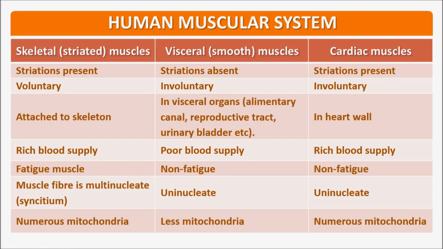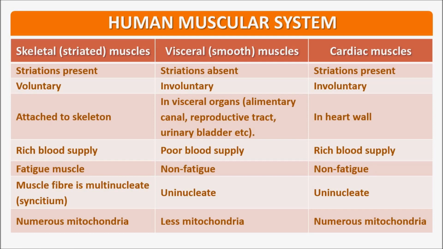Then comes the location where they are present. The skeletal muscles, as the name suggests, are attached to the skeleton. And visceral muscles are present in visceral organs. Visceral organs means inner organs such as the alimentary canal, reproductive tract, urinary bladder, etc. Cardiac muscle, as the name suggests, is present in the heart wall, and that's the reason it is also called myocardium.